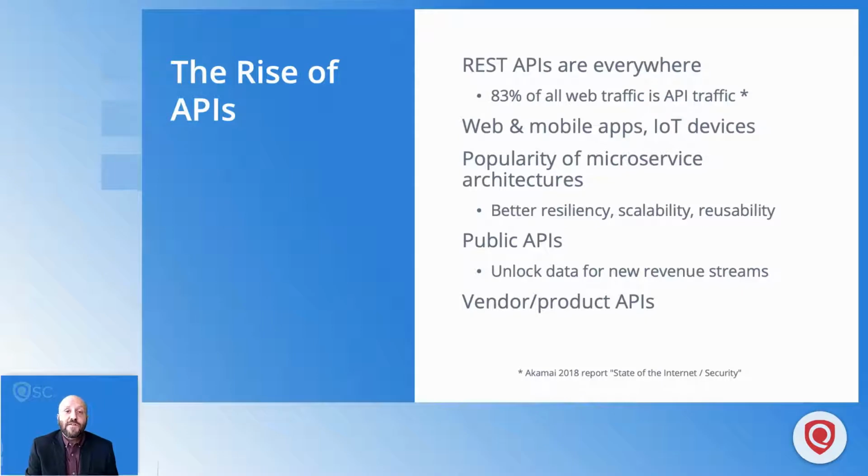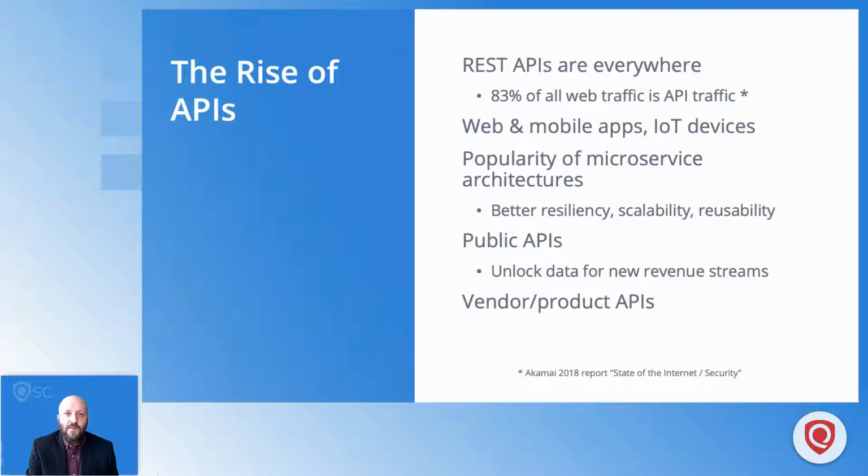Over the last few years, there has been an immense rise in the usage of APIs. In fact, a 2018 study by Akamai showed that 83% of web traffic was API traffic. There's a number of reasons for this increase. The primary ones are mobile applications, which talk to APIs on their backends, also IoT devices, and a growing number of web applications. The popularity of microservice architectures has also led to this increase.